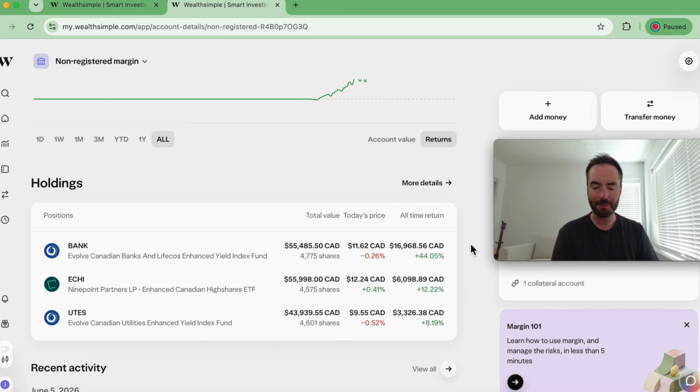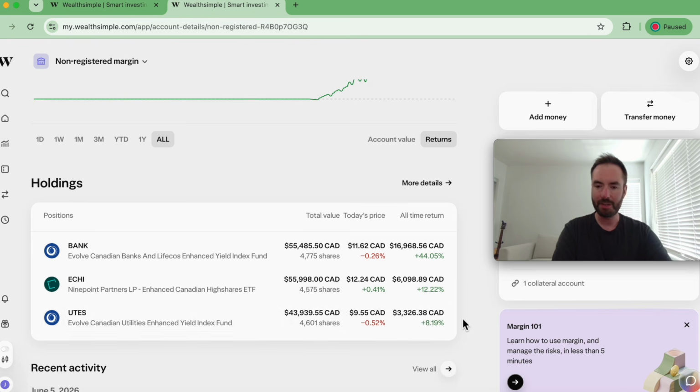I was still able to capture capital growth, but hey, at 44%, it's still on my radar as far as where else I can put that money. I would hate to see something like $17,000 in capital growth just diminish and go somewhere else. So phenomenal returns there. Even Utes has come up.